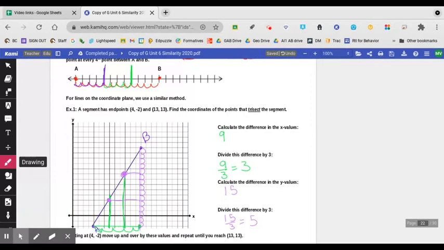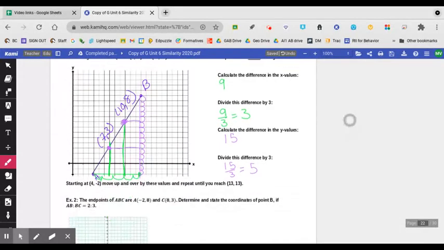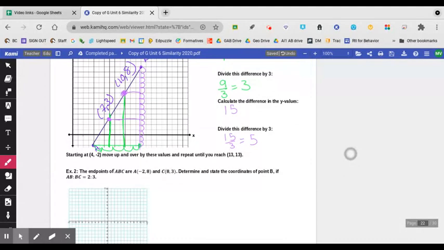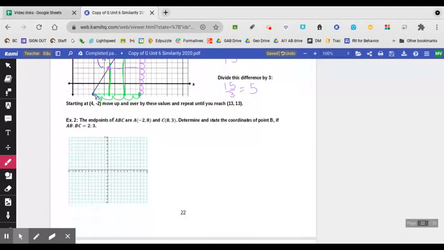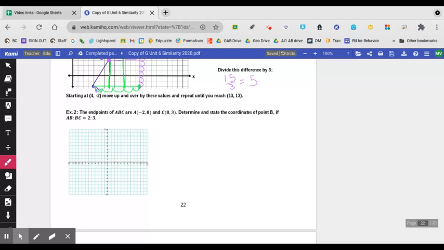So that's 1, 2, 4, 6, 7, 7, 3. And 10, 8. So the endpoints are -2, 8. And 8, 3.